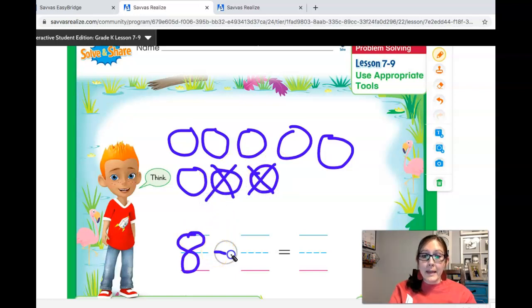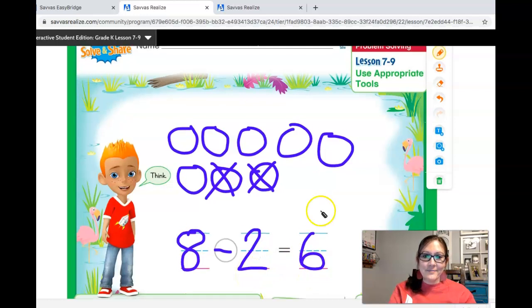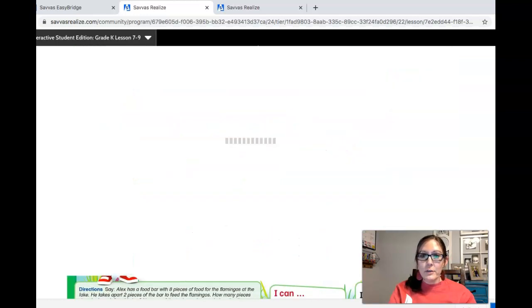and writing the minus sign because this is a takeaway story. How many pieces of food did he feed? 2. How many pieces are left? 1, 2, 3, 4, 5, 6. 8 pieces of food minus 2 pieces of food equals 6 pieces left. Let's go ahead and turn the page.